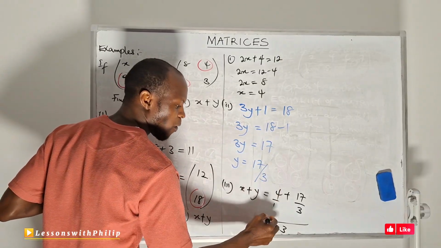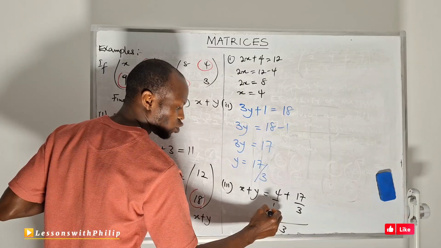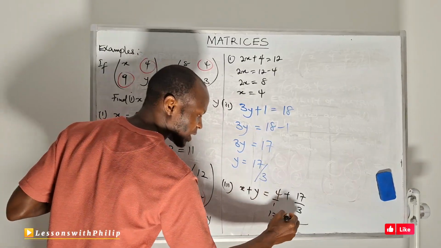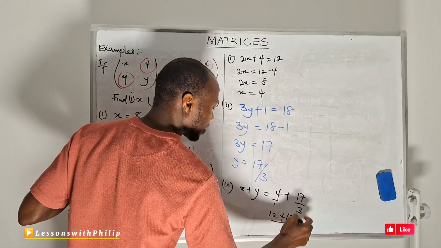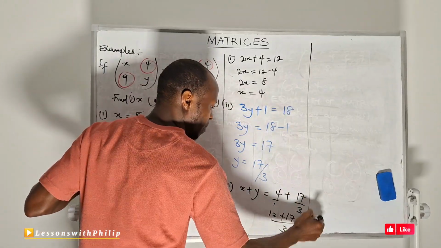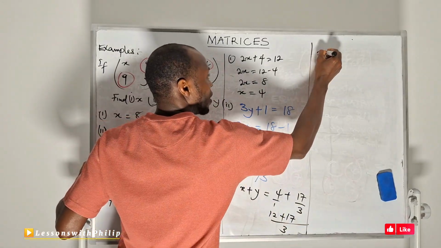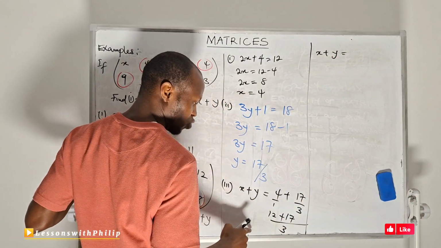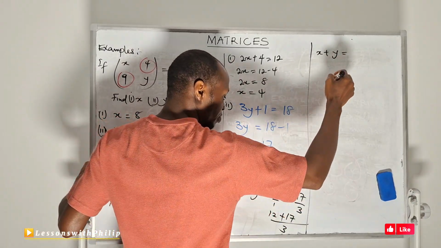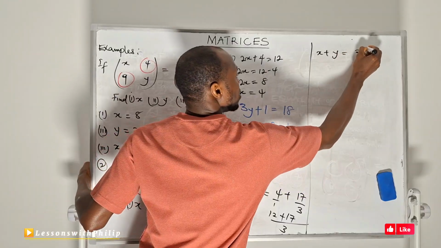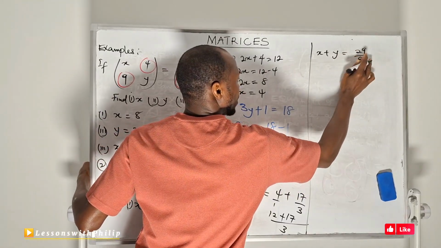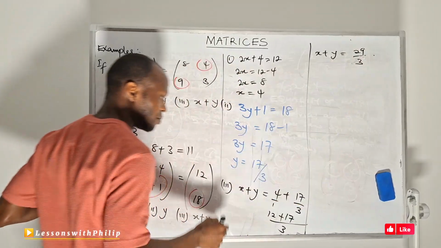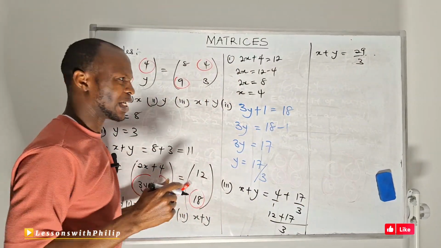3 times 4 will be what? Will be 12. Plus 3 in 3, that is 1. 1 times 17, that is 17. And your x plus y will now be equivalent to 12 plus 17 over 3, which equals 29 over 3. 29 divided by 3. Okay? Now, let me do one more example.